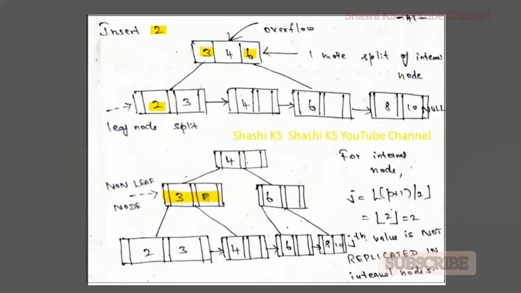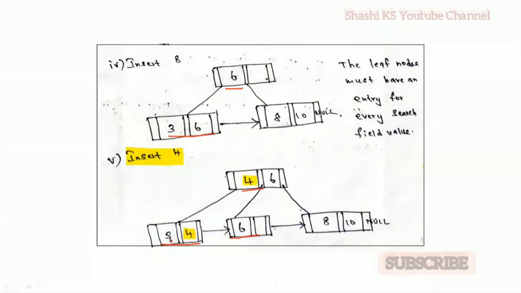And then next you try to insert 2. When you try to insert 2, if you see the previous tree, 2 has to be inserted here. Okay, 2 has to be inserted to the left of 4. And 2 has to be inserted in this leaf node as 2, 3, and 4.